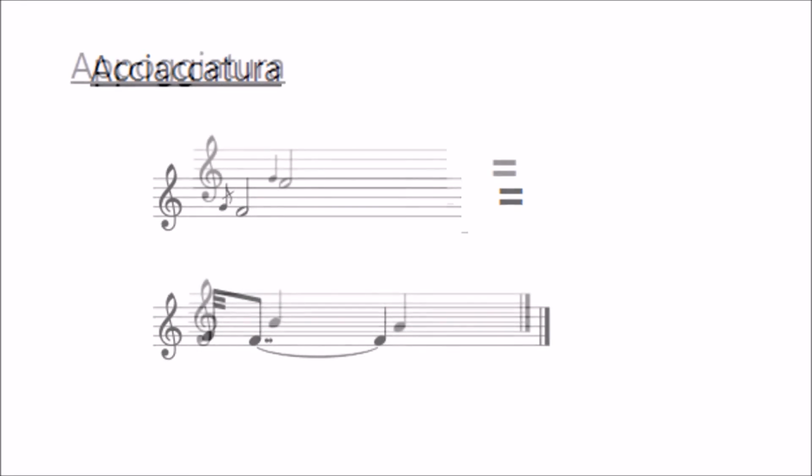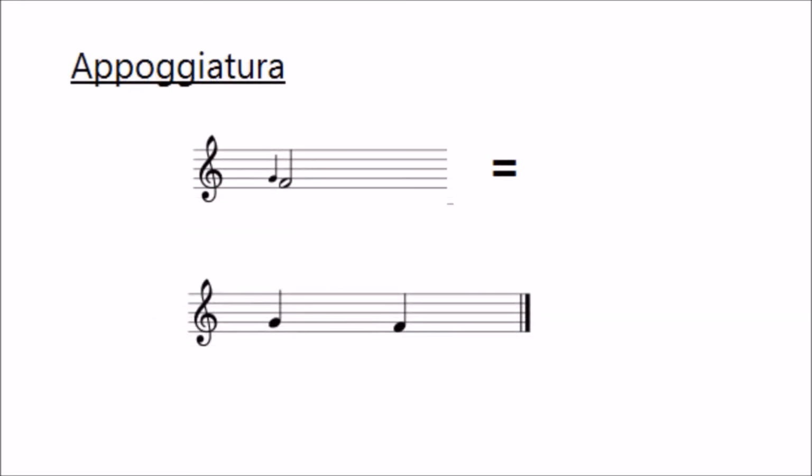And finally, the appoggiatura. The effect of an appoggiatura is very similar to that of the acciaccatura, except it is slower, often dividing the time value of the main written note in half. Notice the sign for the appoggiatura does not have the slash going through it like the grace note does.